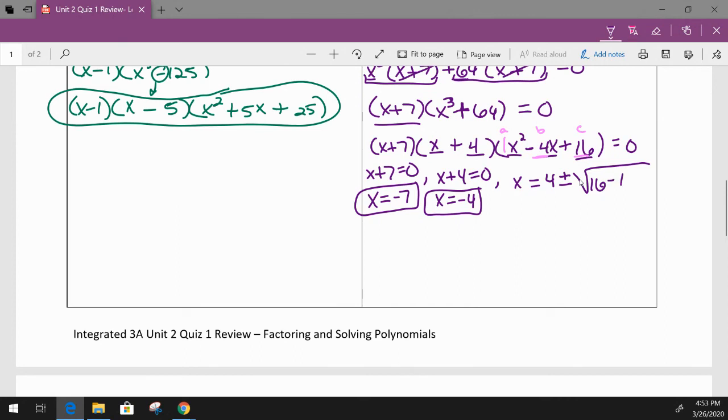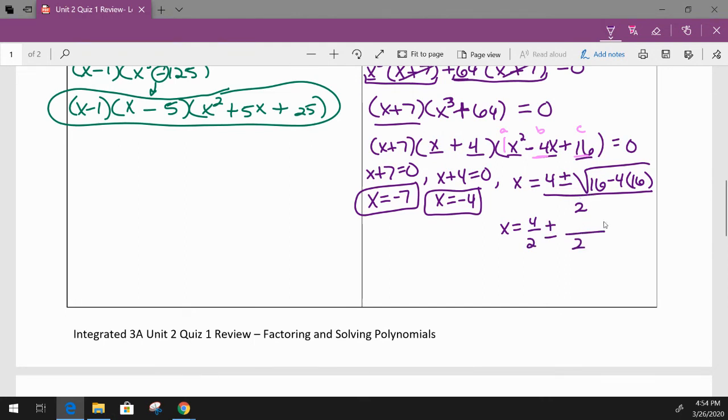16 minus 4. Multiply the a and the c together. 1 times 16 is 16. And that all gets divided by 2 times a. A is 1 times 2 is 2. So now over here, I'm going to take my 4 over 2 plus or minus something over 2.